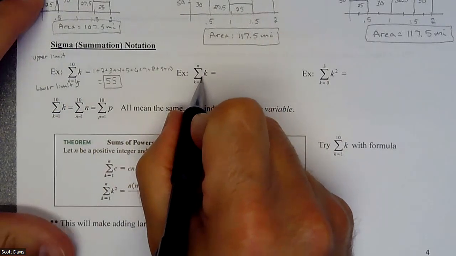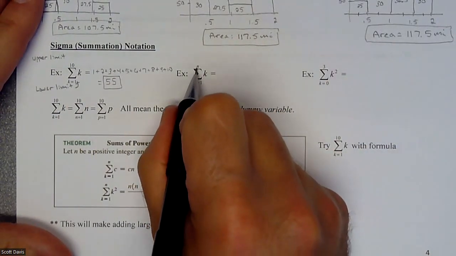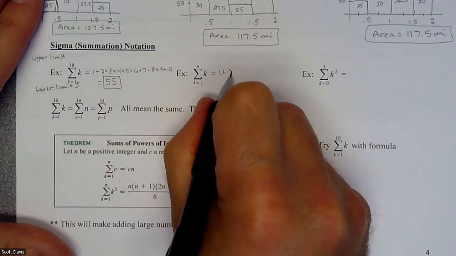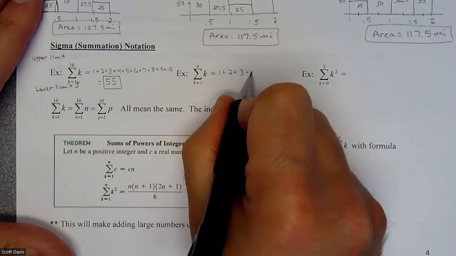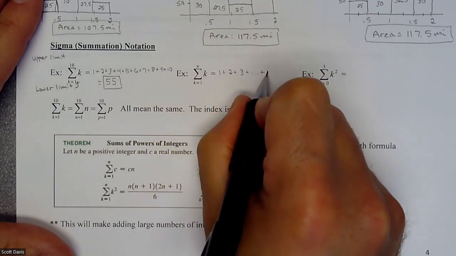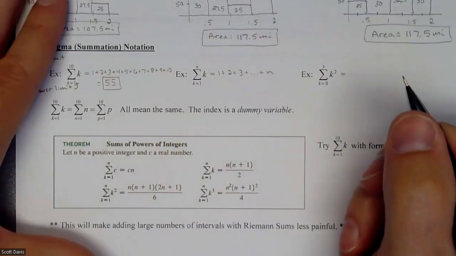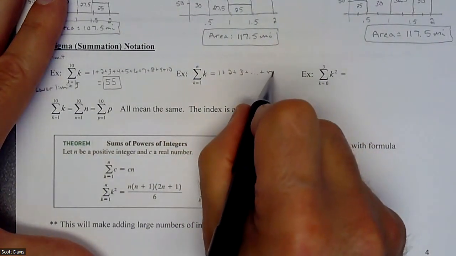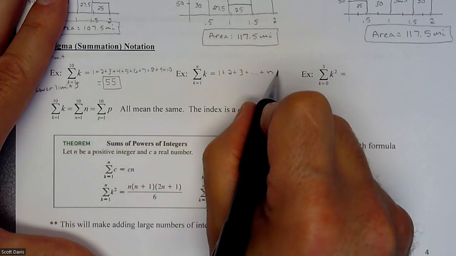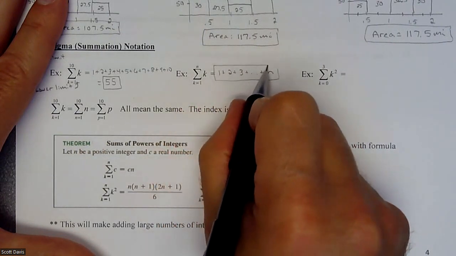And so different formulas are going to have different things. If you're going to go 1 to n, you're going to do a 1 plus 2 plus 3 plus ... plus n, and you can't write out a final answer on that because you don't know where it ends. And so that would be representing your answer.